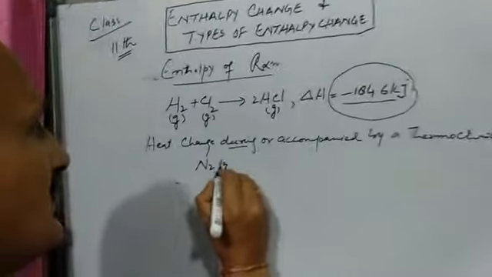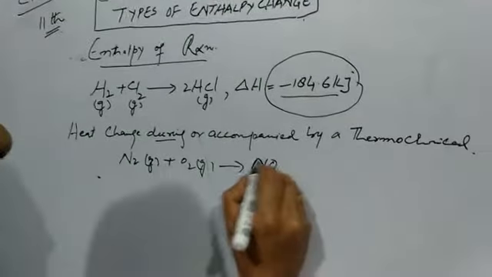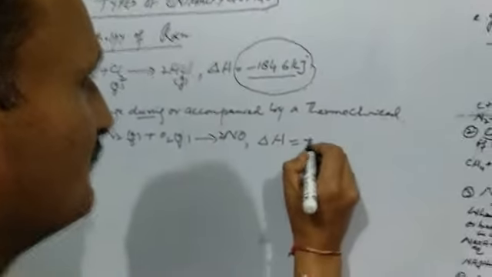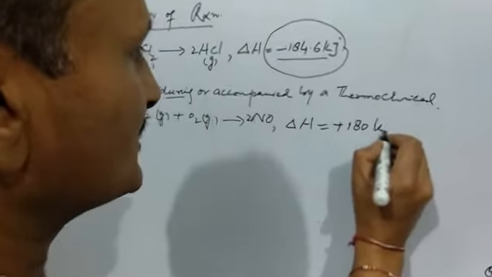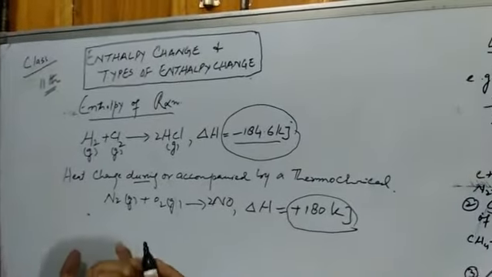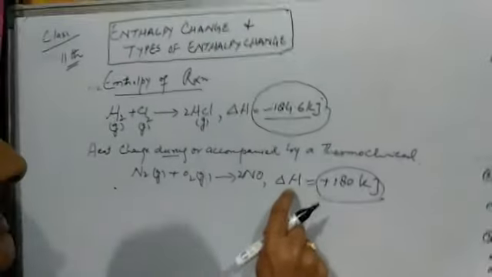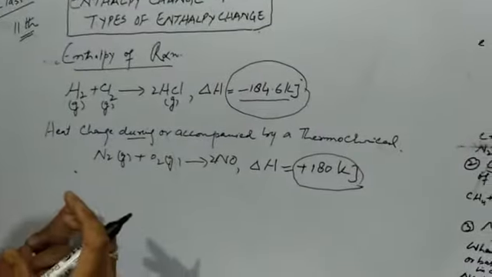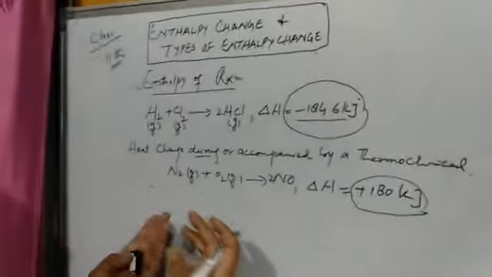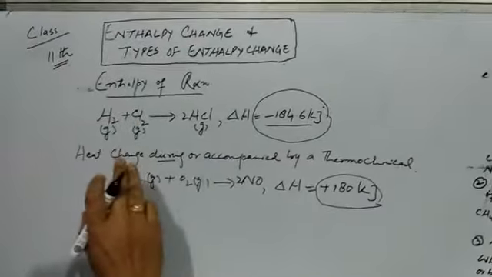Nitrogen gas combines with oxygen, another gas, and forms NO, that is nitric oxide. Now what is heat change in this? It is plus 180 kilojoules. What does this mean? That this much amount of heat has been absorbed. This amount of heat has been absorbed from the surrounding to the system. So this is the enthalpy of reaction in this case. So enthalpy of a reaction is the heat change during a chemical reaction that takes place during a thermochemical reaction. Now there are many types of enthalpy changes.